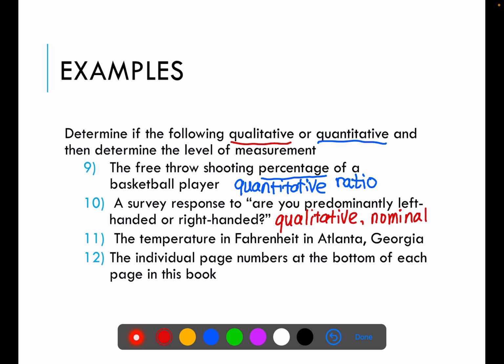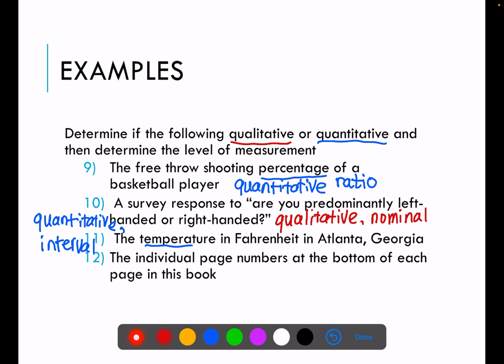Next, the temperature in Fahrenheit in Atlanta, Georgia. So we're talking about temperature. The answer usually, 71 degrees Fahrenheit. So it's a number. So it's quantitative. And temperature, 0 doesn't mean absence of heat. So it's interval level of measurement.